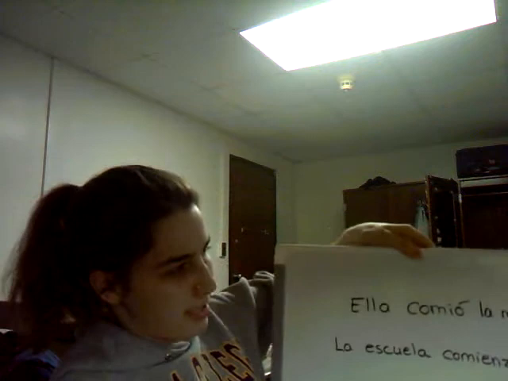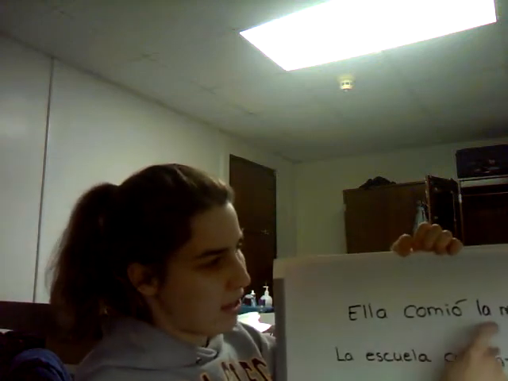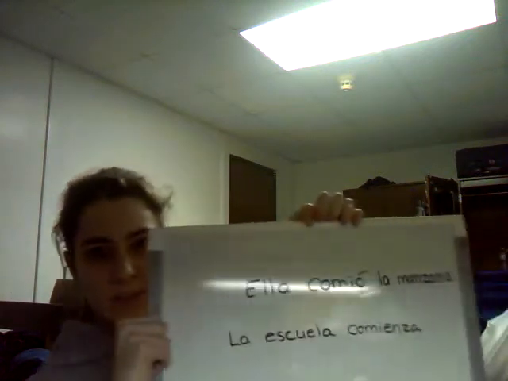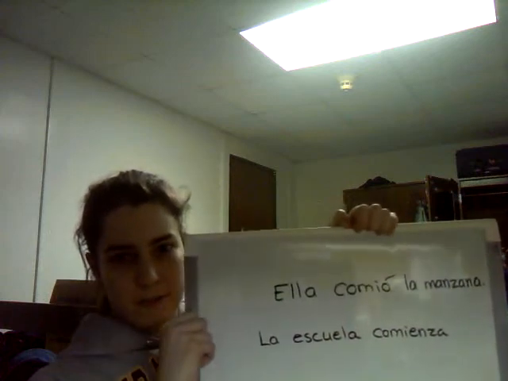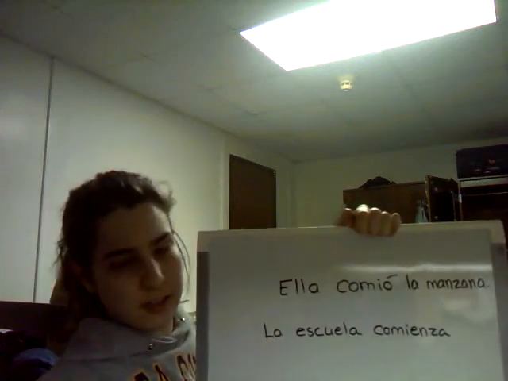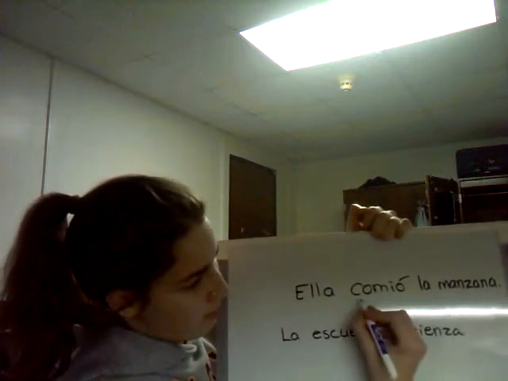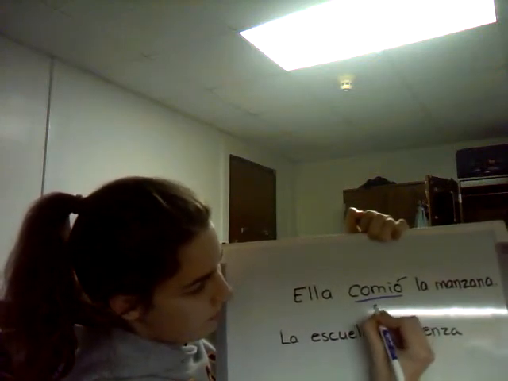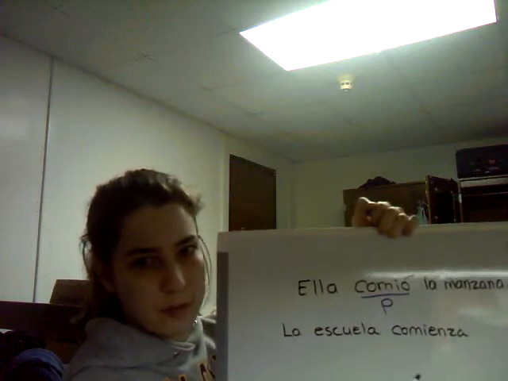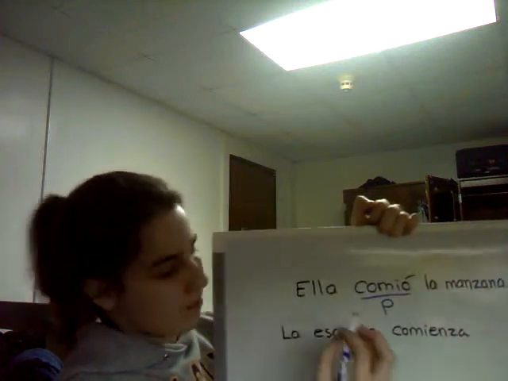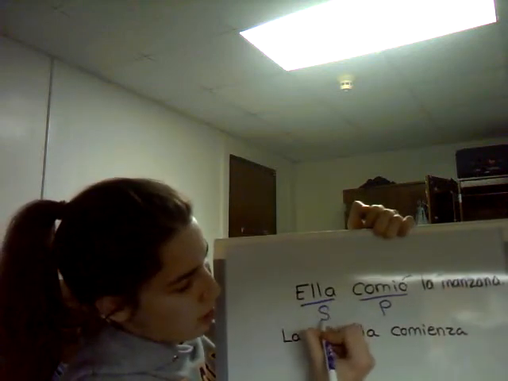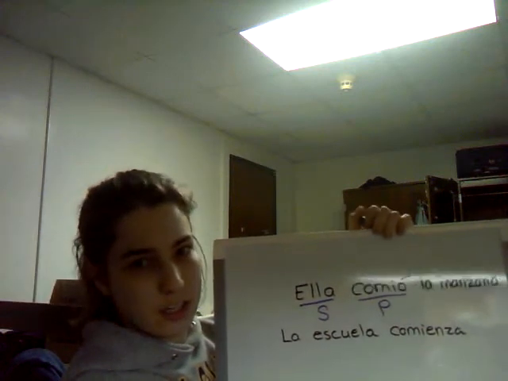Okay, you have: Ella comió la manzana. She ate the apple. So you want to look at that, and which one's going to be the verb? Yeah, it's going to be comió. She ate. So you can underline that, and that'll be your predicate. And you want to do who ate. Well, Ella ate. So you underline that, and that's your subject. And you've got your two parts of the sentence you need, just like in English.